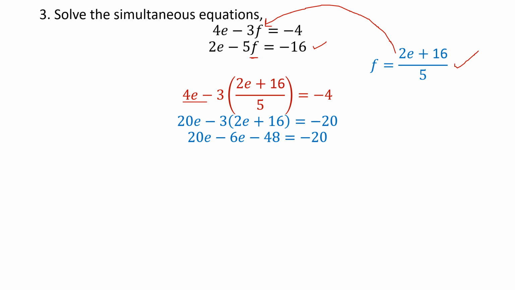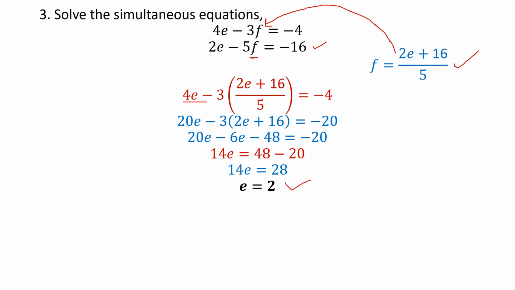Collecting minus 48 to the right hand side, we remain with 14e, which is equal to 48 minus 20, and this simplifies to 14e equal to 28, and now dividing by the coefficient of the unknown, which is 14, we find out that e is equal to 2.